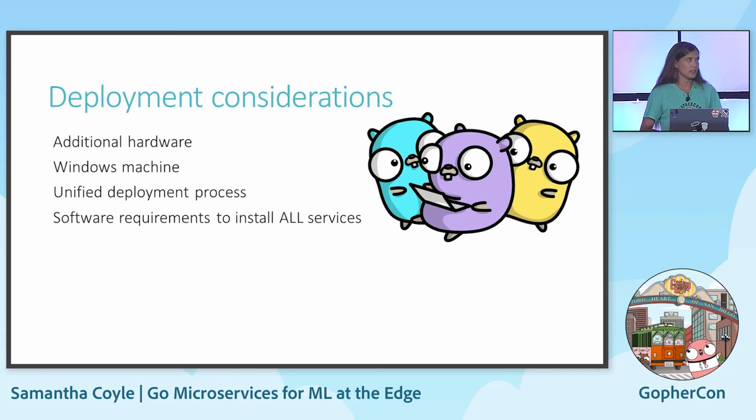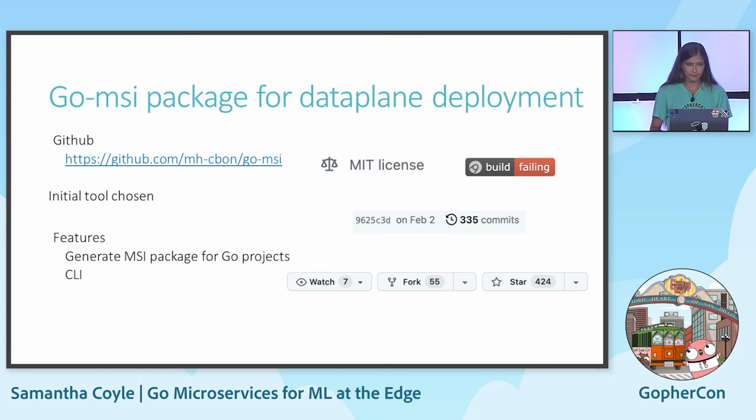So we did have a few considerations going into the deployment thought process. We had additional hardware. I think I had 4 computers during this project, and one of which was a Windows machine, because we needed to simulate what that lab was running. We also wanted a unified deployment process, and then we also wanted to minimize requirements for software dependencies, right? Minimize the effort for our deployment process.